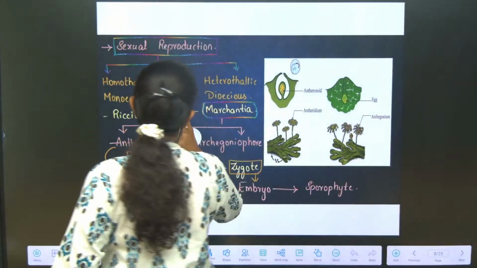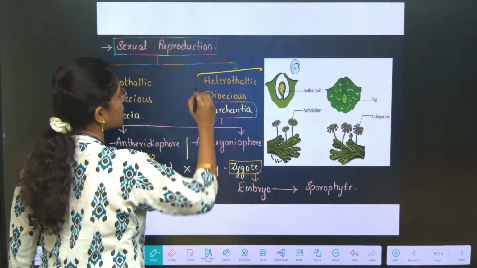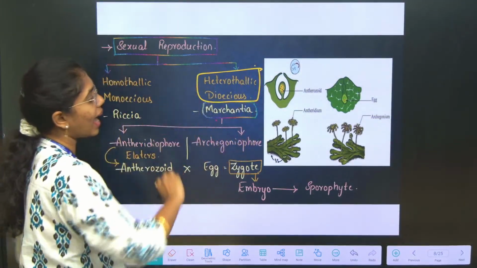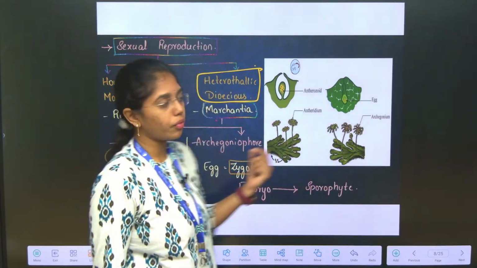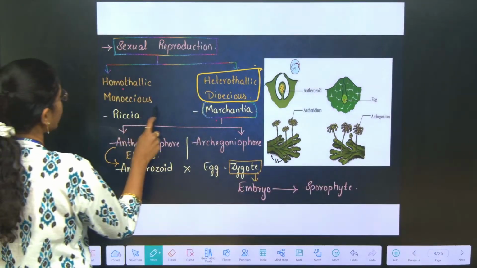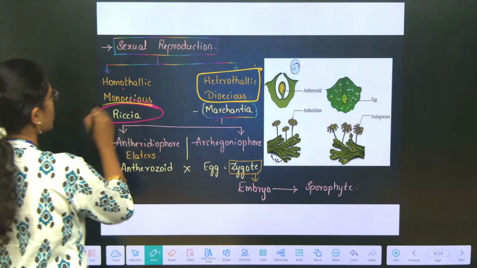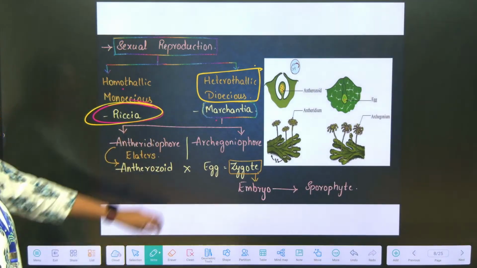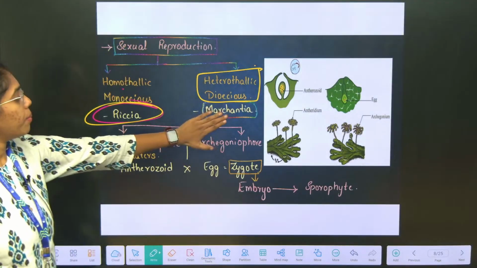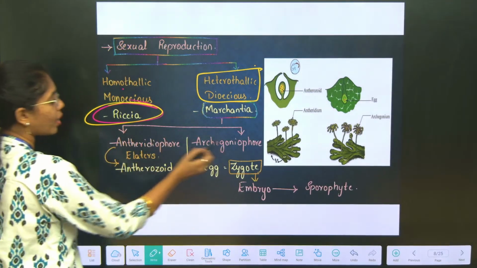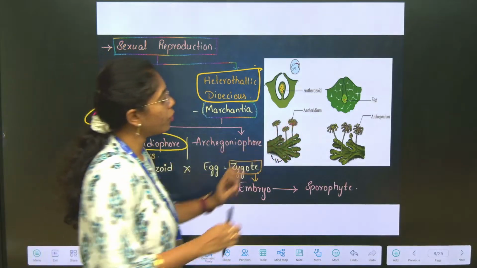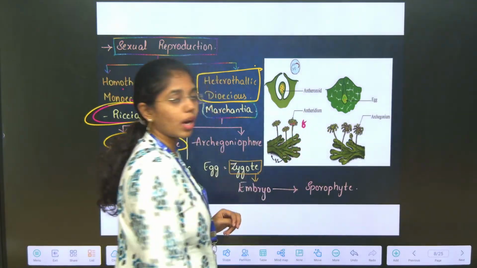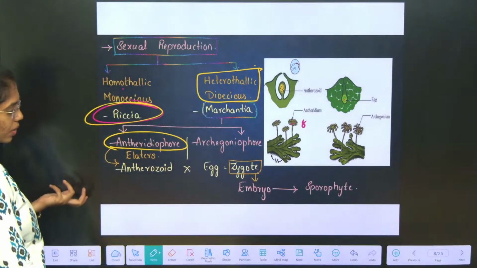I already told you Marchantia is dioecious and heterothallic. It has male and female sex organs present separately on two different plant bodies, and homothallic monoecious is Riccia. Riccia is homothallic and monoecious. So here Marchantia has antheridiophore and archegoniophore. Antheridiophore will release the antherozoids which are biflagellated, as we have discussed.